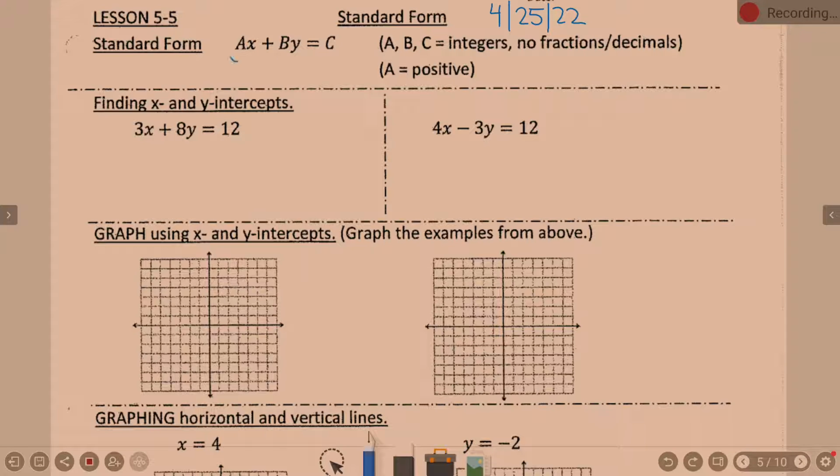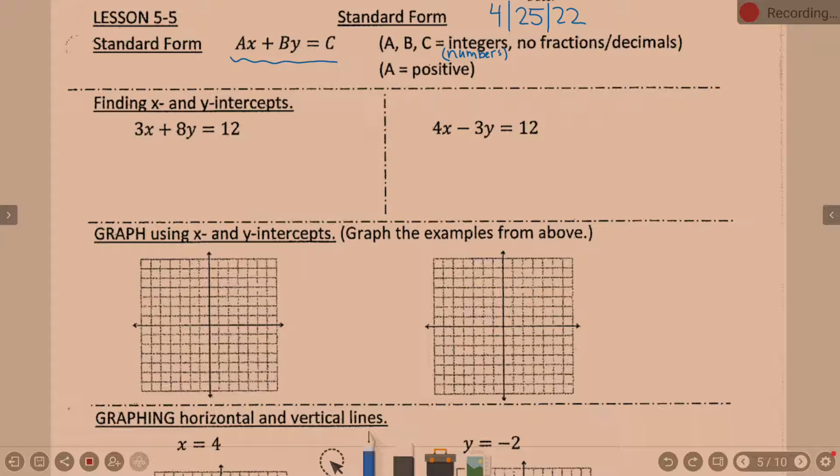Standard form right here, ax plus by equals c. Notice it says a, b, and c are integers, so they're numbers. When we talk about integers, they are numbers, but they're not fractions, they're not decimals. So they are positive or negative whole numbers. Officially, they usually say they want a to be a positive value, but it can also sometimes be negative here.